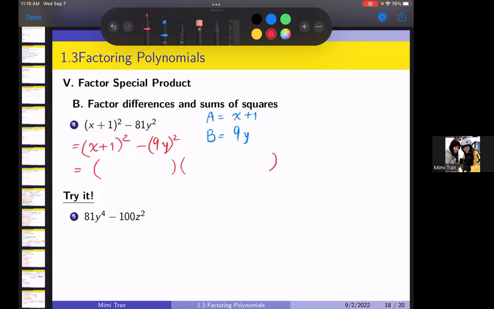So A is x plus 1. So that's my A. And then what I say plus B, right? So B is what? Yeah, 9y. I do this for the sake of the note. And then A minus B. So plug in your A, plug in your B. Again, A is x plus 1, B is 9y minus.